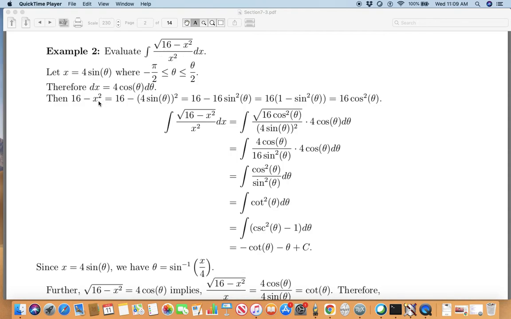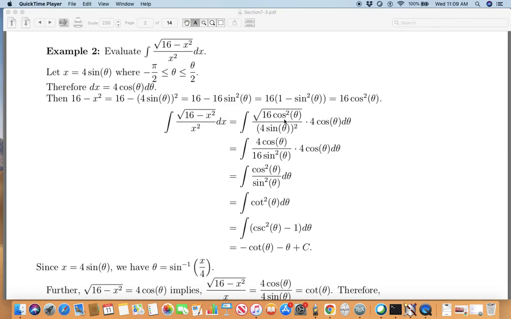What about 16 minus x squared? 16 minus x squared is 16 minus (4 sine theta) squared, 16 minus 16 sine squared theta. 16 common, 1 minus sine squared is cosine squared. So that square root will apply. Okay. So you have here x squared is 16 sine squared theta. The numerator is the square root of 16 cosine squared theta. And dx itself is 4 cosine theta d theta.